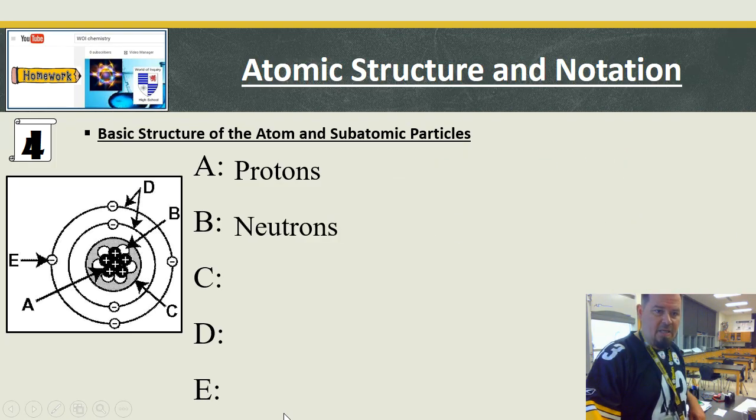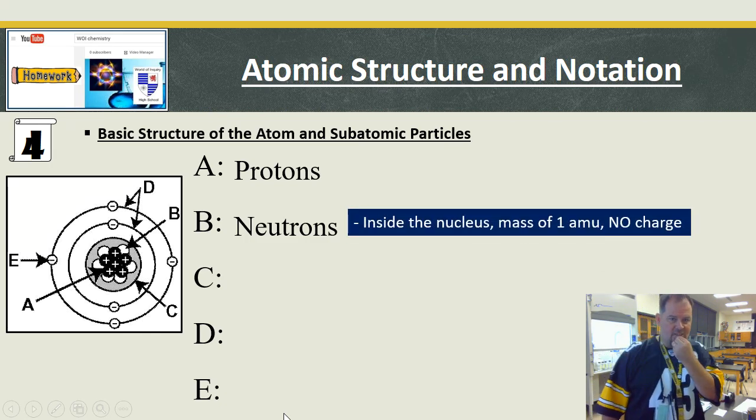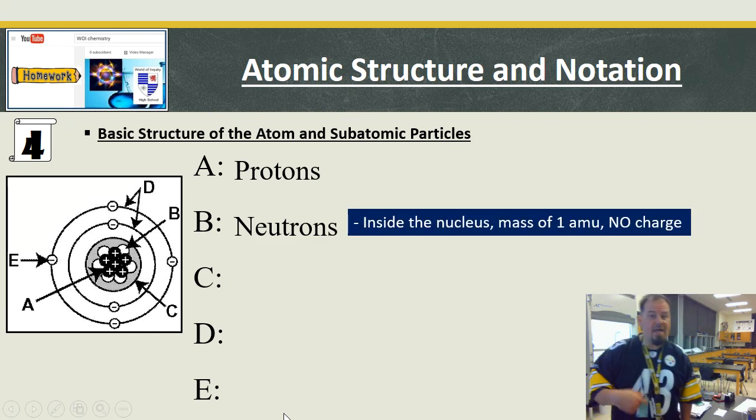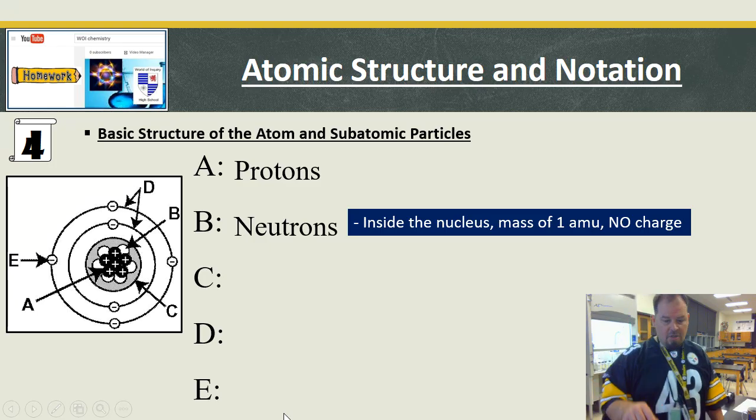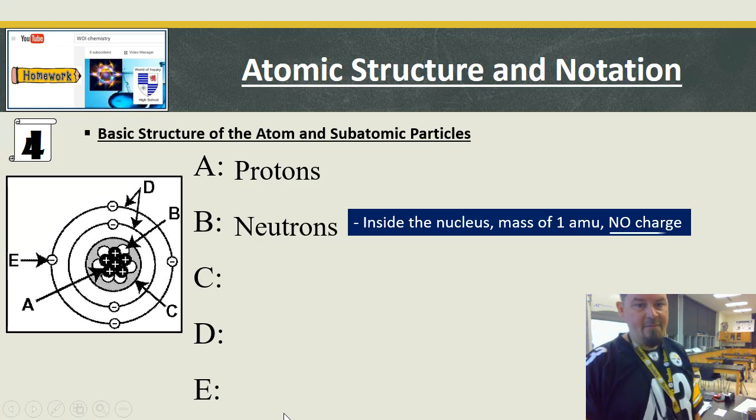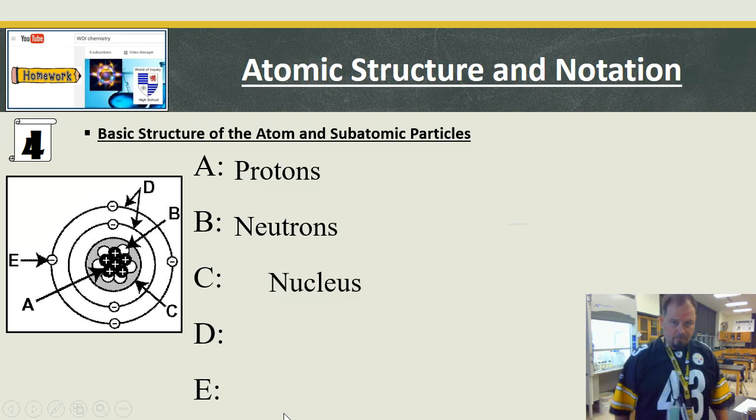Neutrons, B. Letter B is pointing towards those little white spheres. They're also in the nucleus. They have a mass of 1, but no charge. So they are different than a proton. They have mass, but no charge.